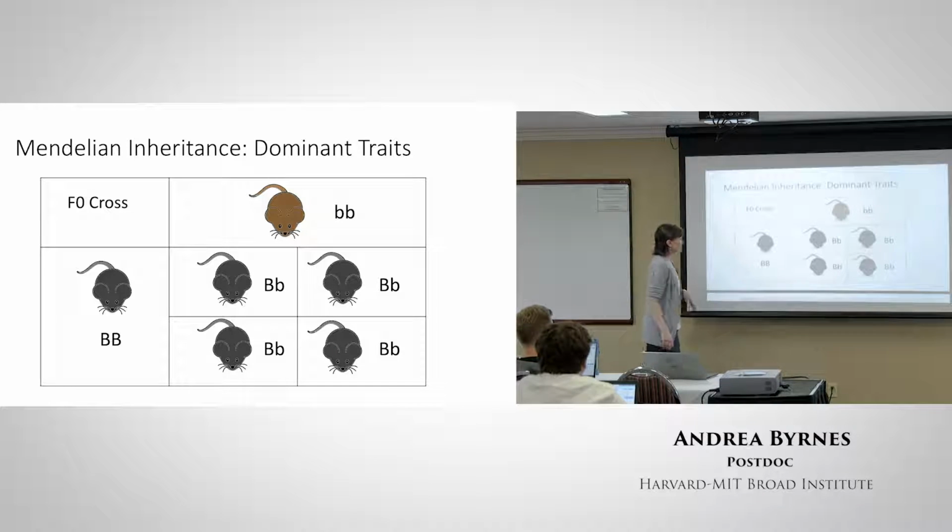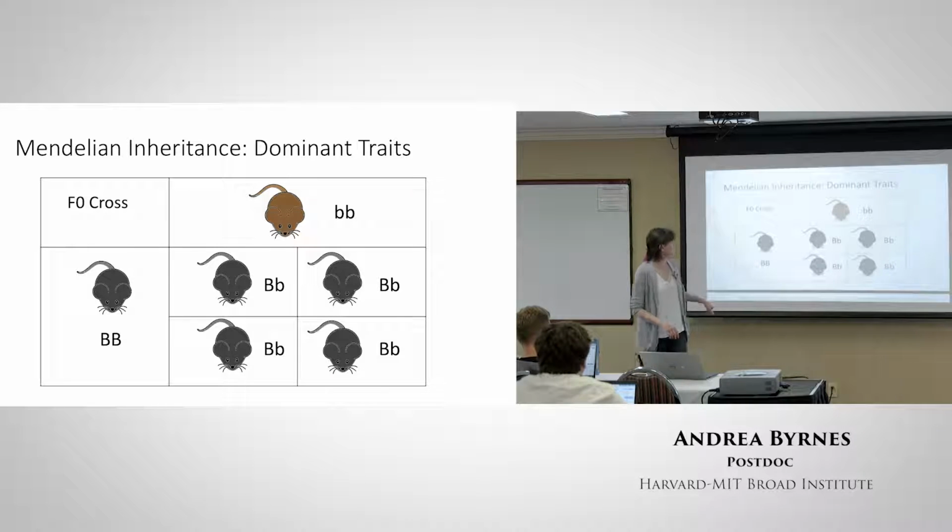So if you imagine that I have mice living in one field, and then I go travel far away to a different field, and I take a mouse from each location and I cross them, and the mice from the first field have black fur, and the mice from the second field have brown fur, and all of the progeny have black fur, I might conclude that the black fur is dominant over the brown fur.